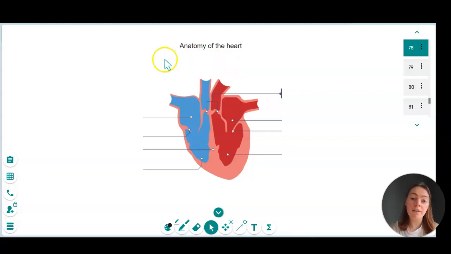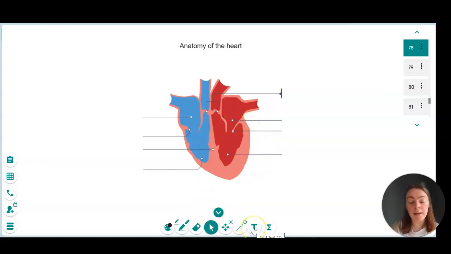So the right side of the heart is responsible for pumping deoxygenated blood out to the lungs, which then comes back and flows into the left side of the heart, which is responsible for pumping the oxygenated blood to all of the tissues in the body. The left side of the heart has to pump the blood much further than the right hand side of the heart. So you can see it's got a much thicker wall here.